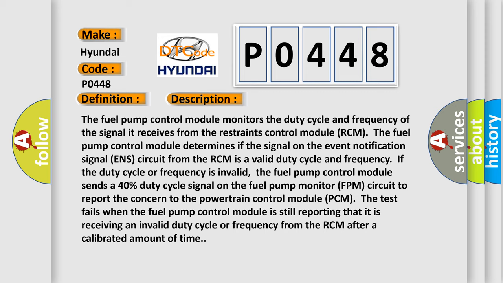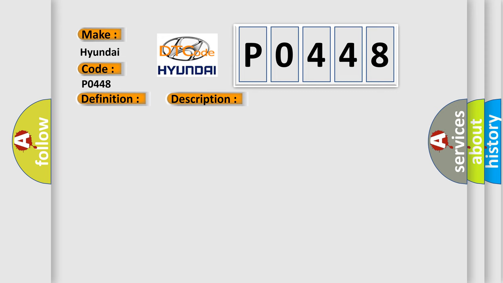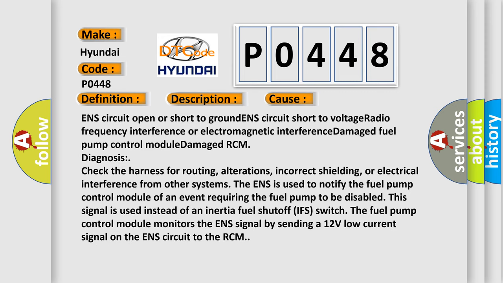This diagnostic error occurs most often in these cases: ENS circuit open or short to ground, ENS circuit short to voltage, radio frequency interference or electromagnetic interference, damaged fuel pump control module, damaged RCM. For diagnosis, check the harness for routing, alterations, incorrect shielding, or electrical interference from other systems.